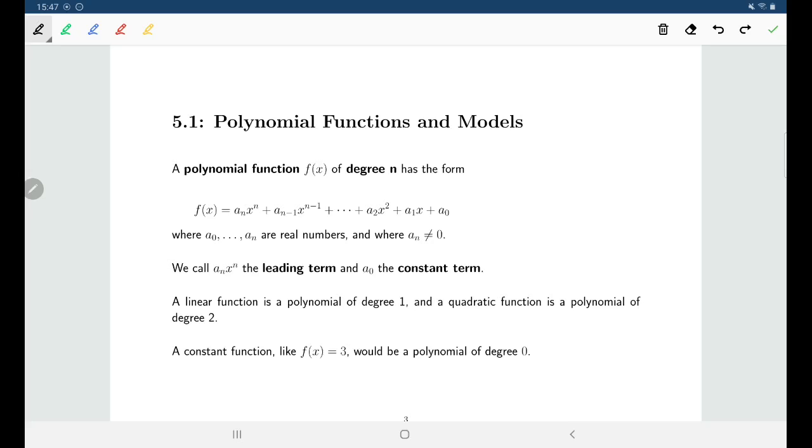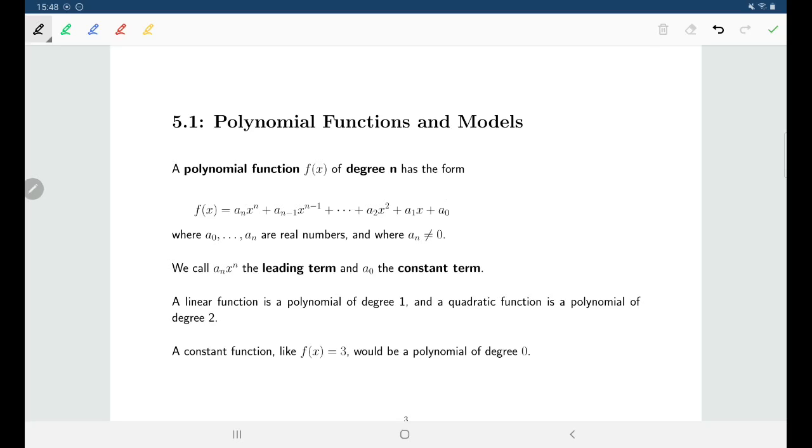The constant term, that's the term that has no power of x. Of course, every polynomial has a constant term. That term could be 0. So if you see a polynomial function like, for example, f of x is x to the power of 5, that is a polynomial, and it would be a polynomial function whose constant term would be 0.